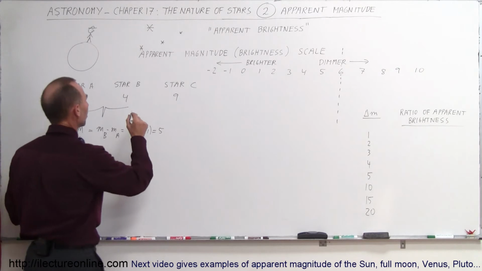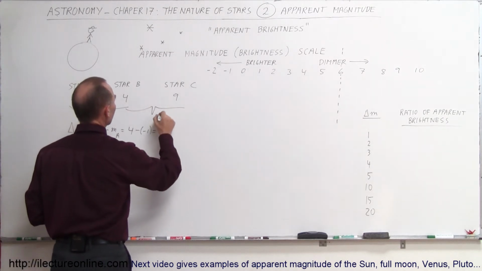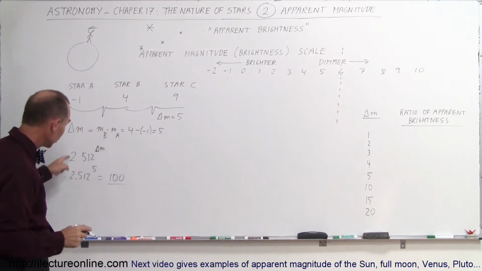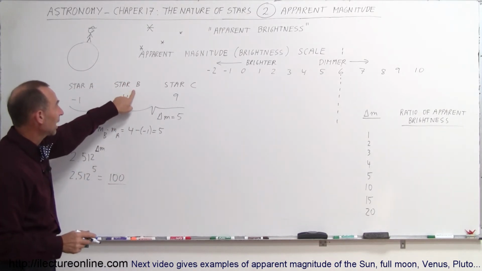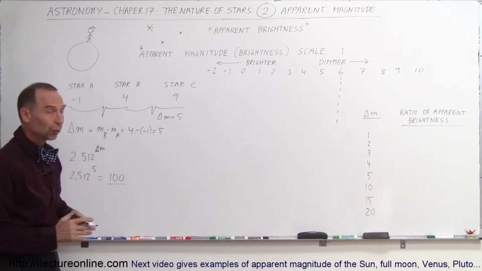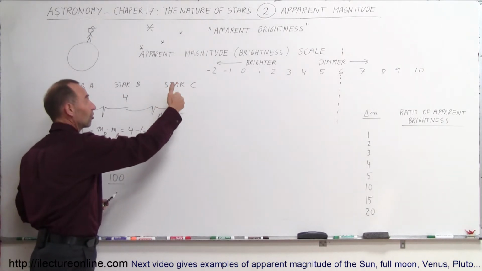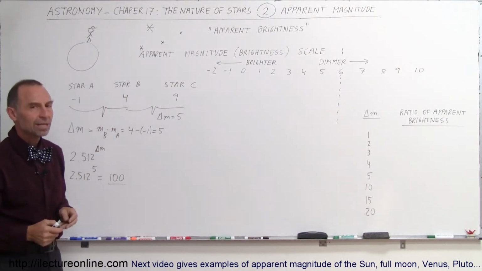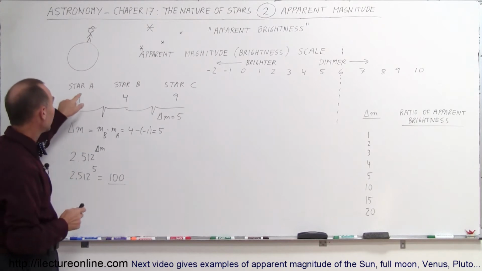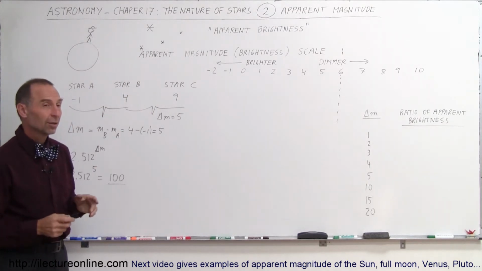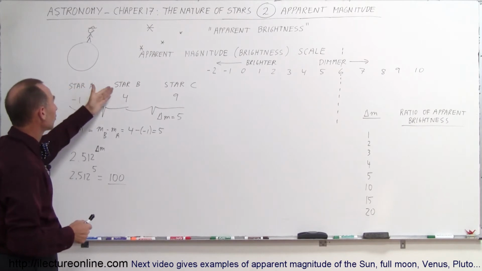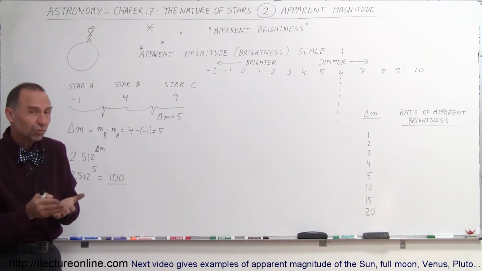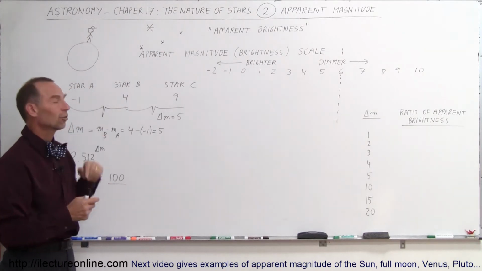We can do the same for star B and star C. Notice that the difference in the magnitudes here also is 5 magnitudes, which would indicate with the same formula that star B is 100 times as bright as star C, and therefore you would need 100 star Cs, or stars like star C, to have an equal amount of light output as one star B-type star. Now, how much brighter is star A compared to star C? Well, if star A is 100 times brighter than star B, and star B is 100 times brighter than star C, then star A is 100 times 100, or 10,000 times as bright as star C.